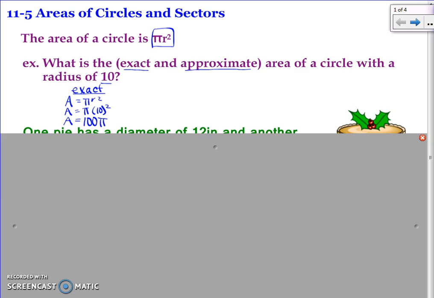Now if we want the approximate, the only difference is that at the end we're actually going to multiply by pi. So we've got pi r squared, pi 10 squared, and this one would be, when we round, 314.16. And there's no units on there, so we don't need to put units on our answer. Okay.